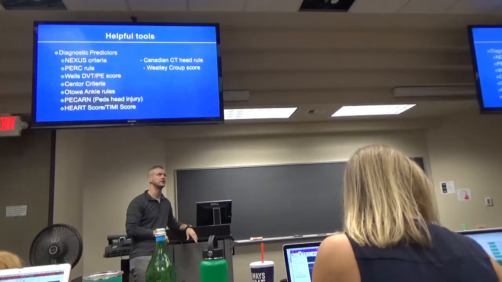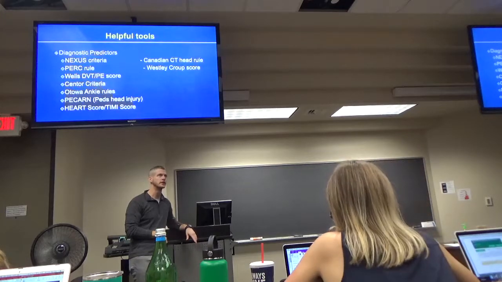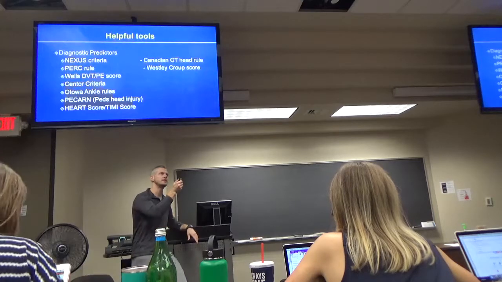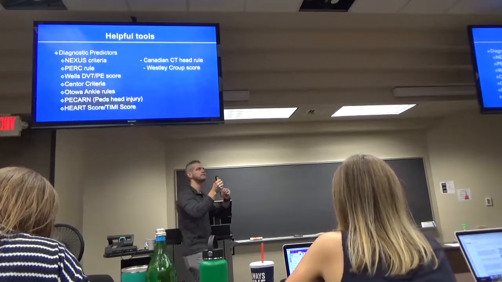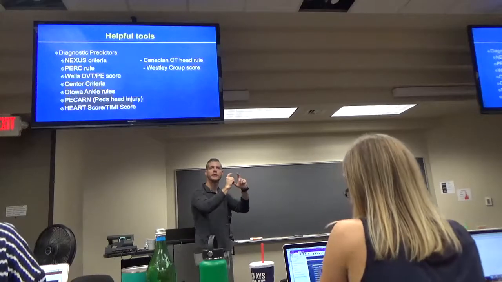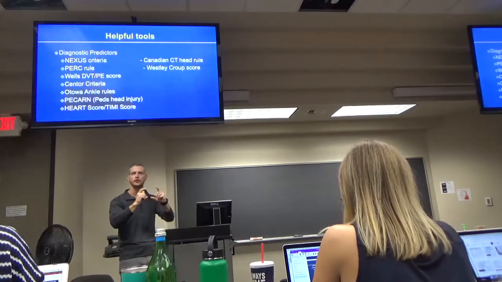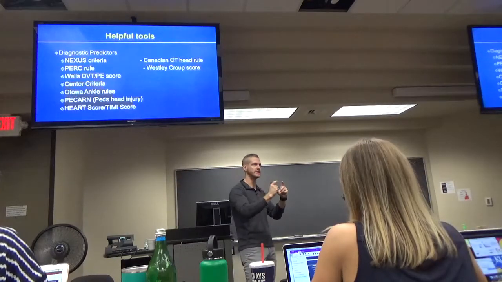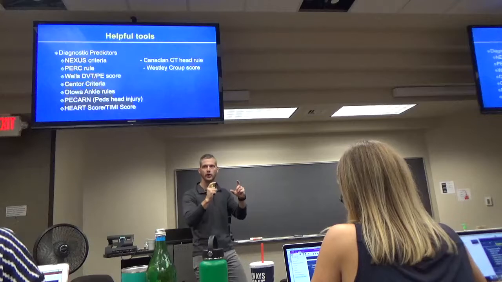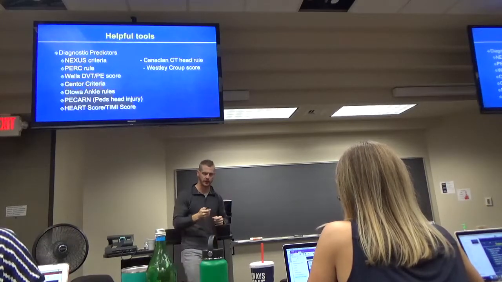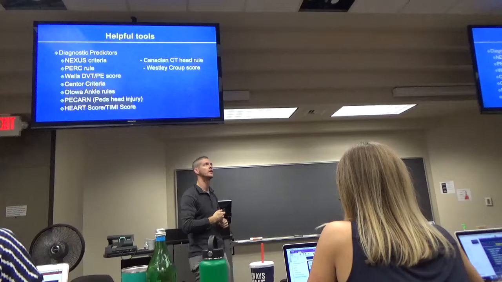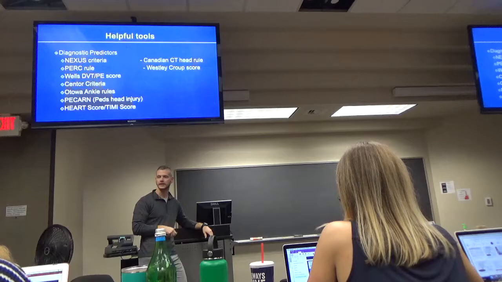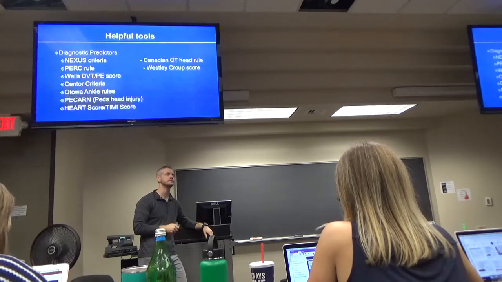PECARN for pediatric head injuries. Those are all real good things. So, I mean, just look them up. You don't necessarily have to memorize everything that goes into them, but I do expect you to know at least what they're used for. Know that PECARN is used for ruling out needing a head CT for a pediatric head injury. Knowing the PERC rule is helpful in ruling out a pulmonary embolism. Excuse me.